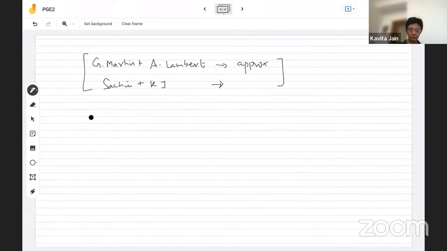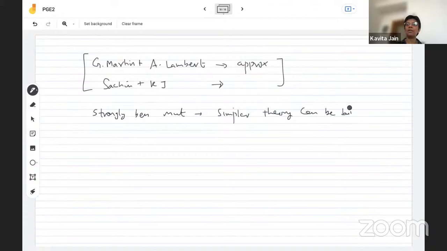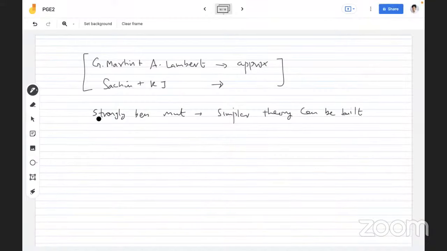So the only good news I want to convey to you is that, at least for strongly beneficial mutations, one can build up a simpler theory, simpler than diffusion theory. One can understand it, and it can be built, which is somewhat more intuitive. At least I find it more intuitive than diffusion theory. Okay, that's one point.